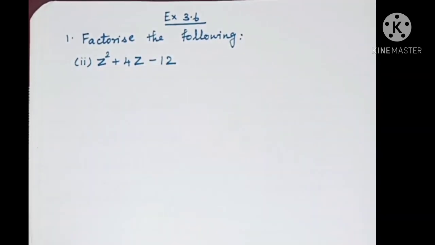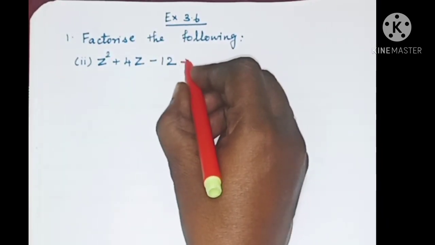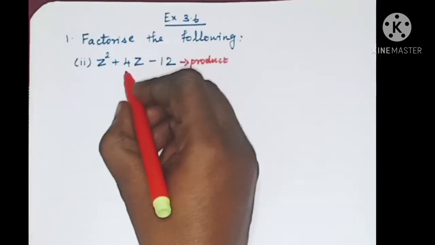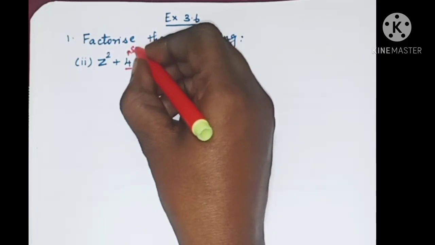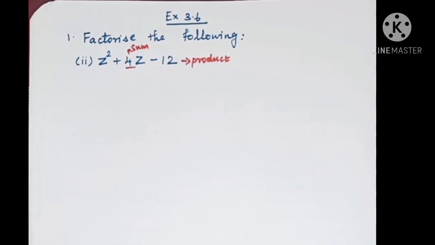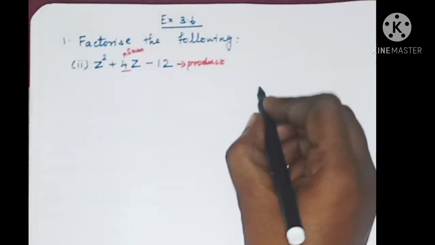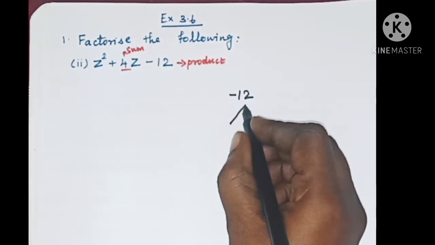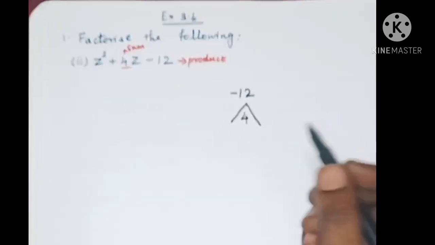Here, take the constant term as product and take the middle term, the coefficient of z, as sum. This is the sum and this is the product. Now write the numbers. So product is minus 12 and sum is 4.